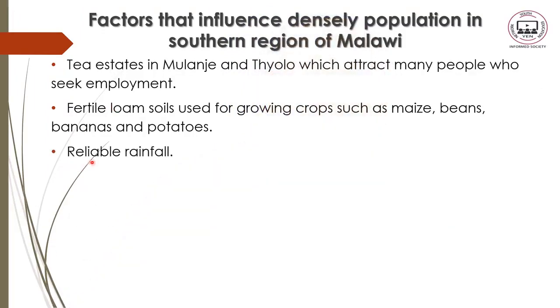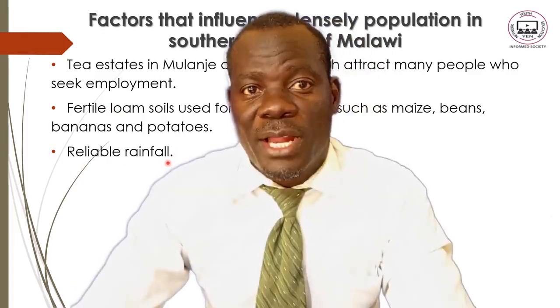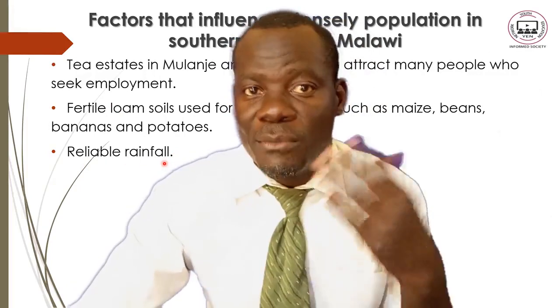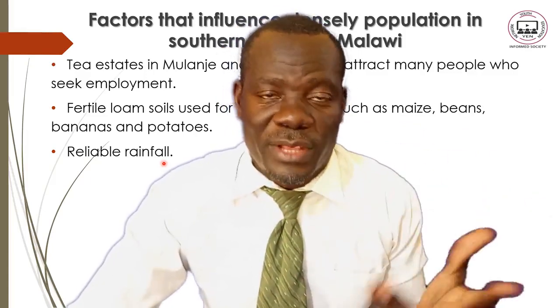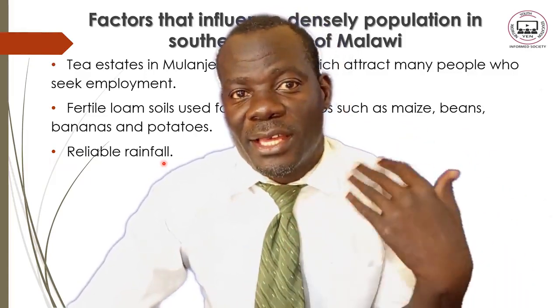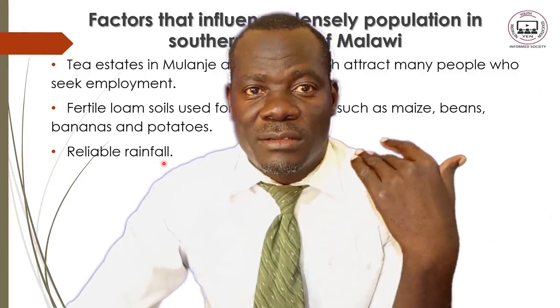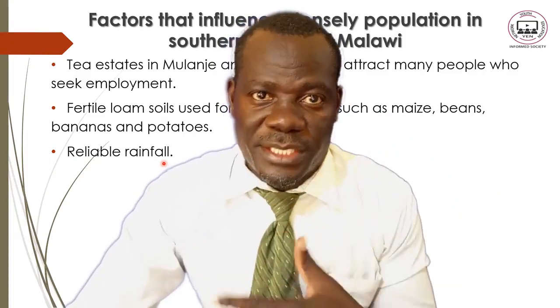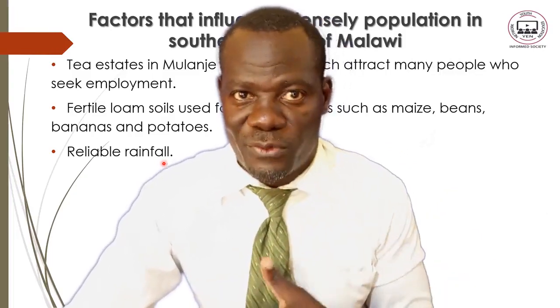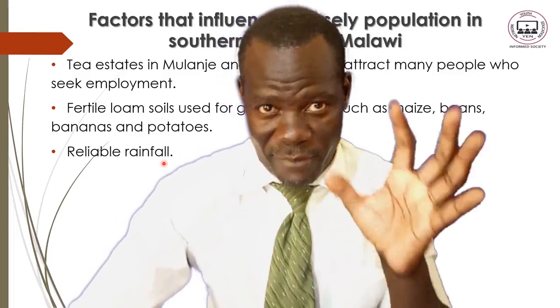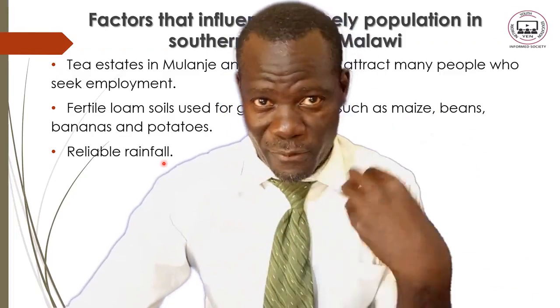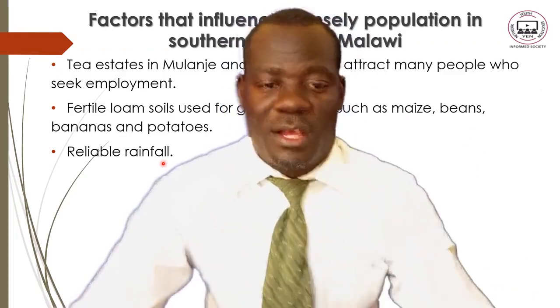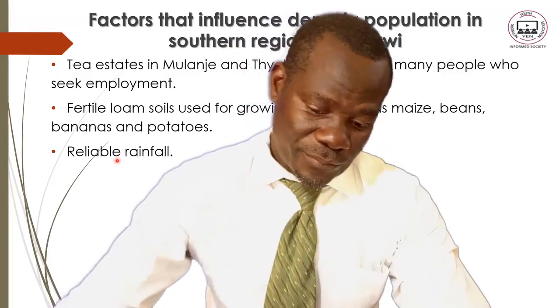And also reliable rainfall. So in the southern region of Malawi, there is that reliable rainfall. Because of that, people go there. They are able to farm and harvest. Therefore, they find no reason to move from one place to the other. They are settled. More people are settled there for farming because of reliable rainfall.